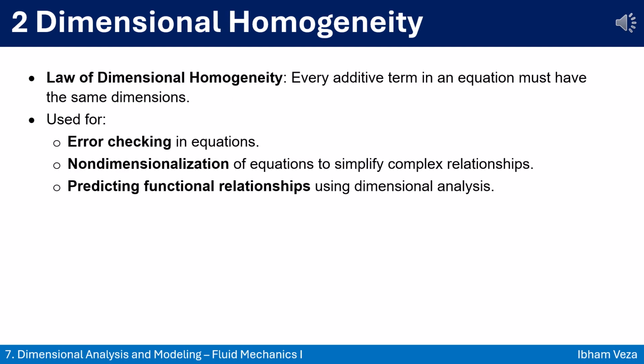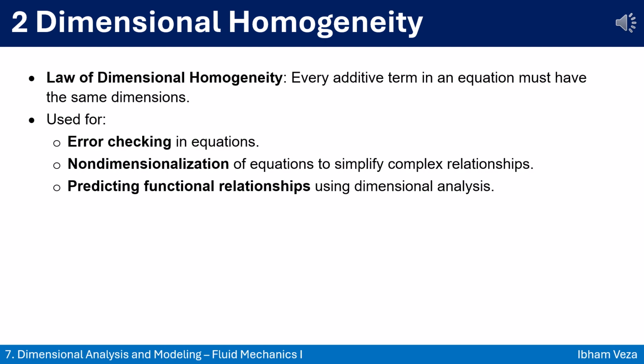2. Always check dimensional homogeneity. Every valid equation in engineering must follow one golden rule: dimensional homogeneity. This means every term in your equation must share the same dimensions, no exceptions. Why does this matter? It's your built-in error checker. When your dimensions don't match, your equation is physically meaningless. You'll use this for 3 key purposes.